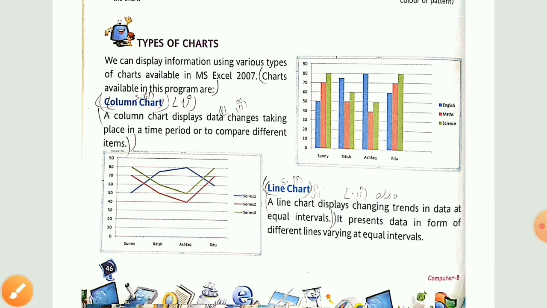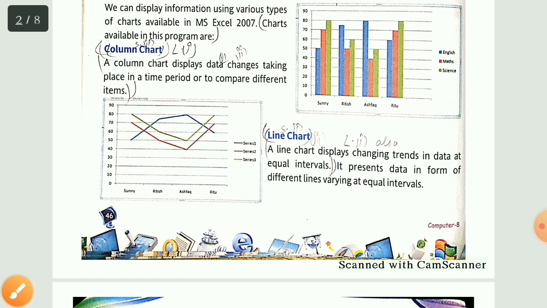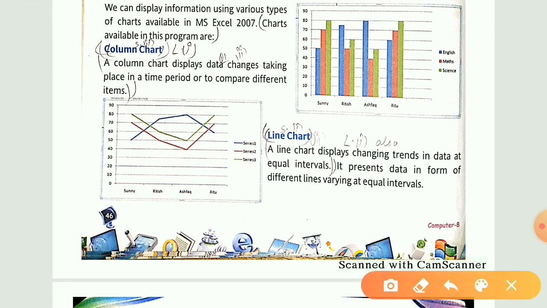Now see the next one, that is your line chart. Now what does this line chart signify? Line chart displays changing trends in data at equal intervals. At equal intervals it shows the trend of how your data is changing. And it presents data in the form of different lines varying at equal intervals. Now see how this data is being made, how this chart is being made.